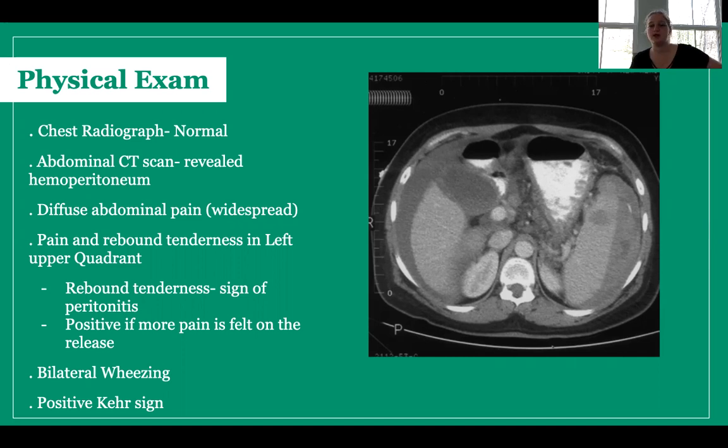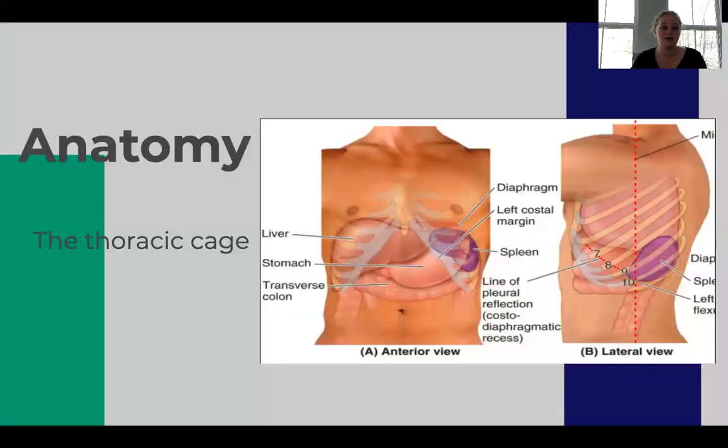Rebound tenderness is when the physician presses into the abdomen, and upon release, the patient feels a lot of pain, far more than when the physician pressed in. The patient is also experiencing bilateral wheezing or trouble breathing, and he had a positive Kehr sign, which we'll get into more later. So let's start with the anatomy of the thoracic cage.